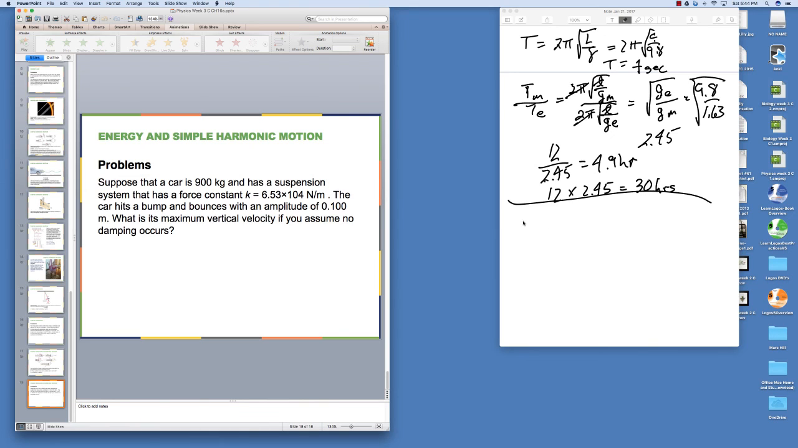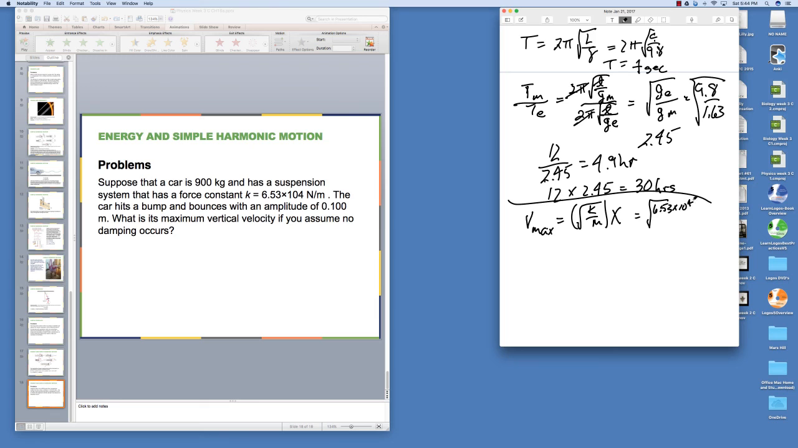From the formula I just gave you, Vmax is equal to the square root of k over m times the amplitude. So this is equal to the square root of 6.53 times 10 to the 4th divided by 900, times 0.1. And if you do the math here, you get 0.852 meters per second.